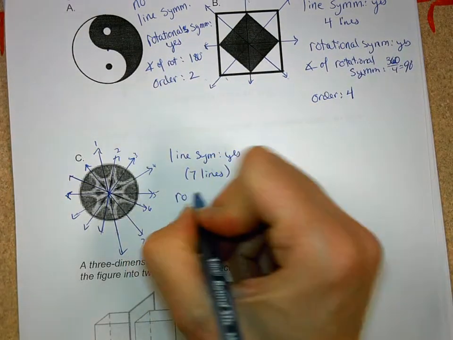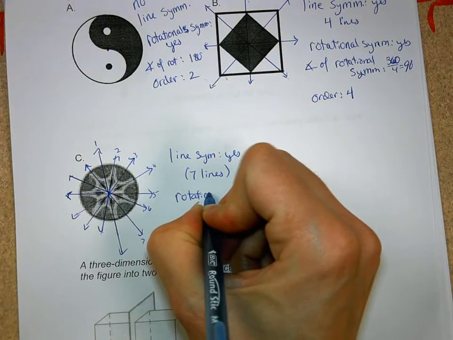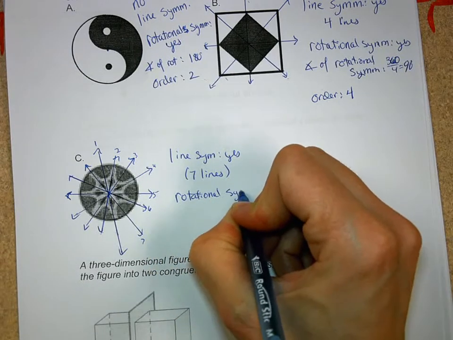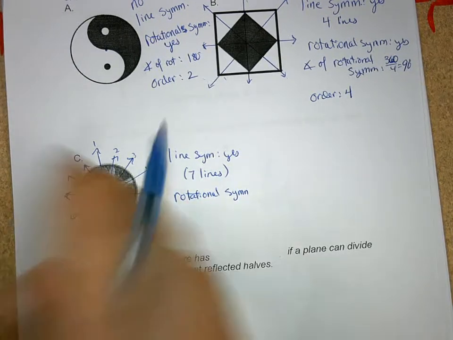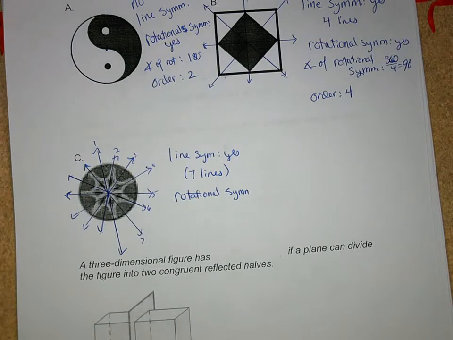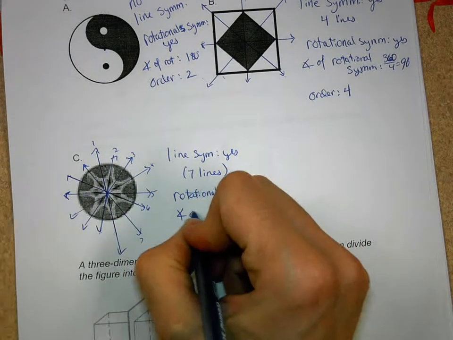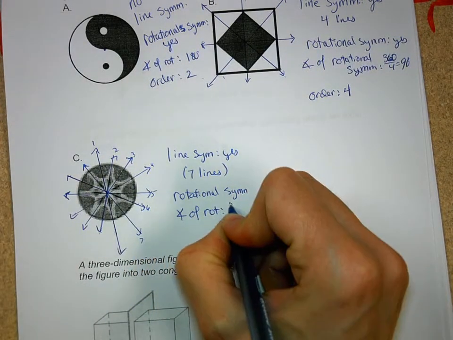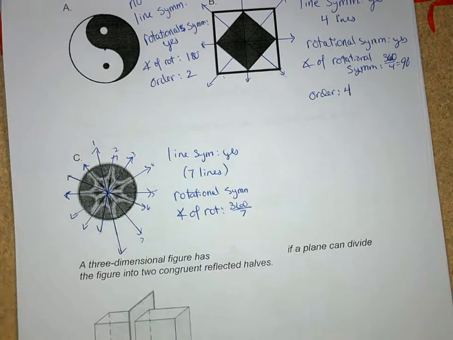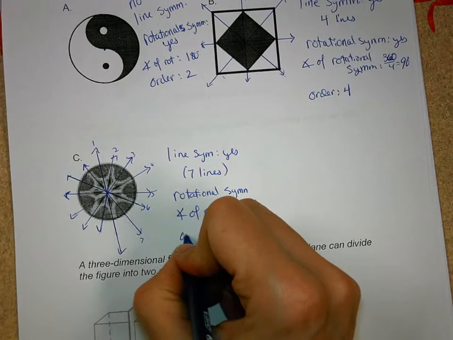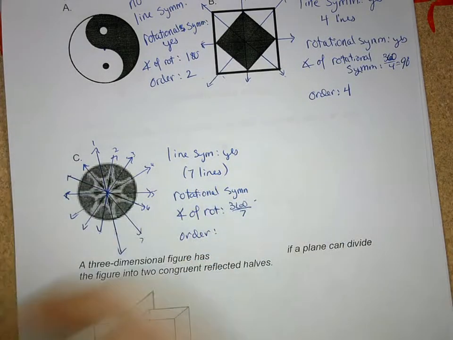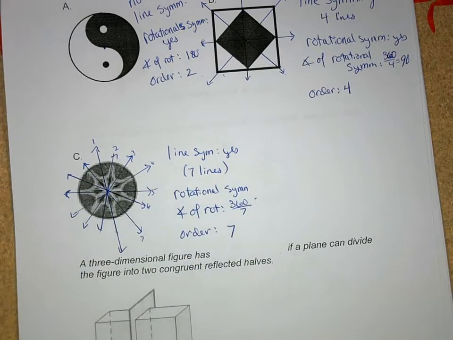Does it have rotational symmetry? Yes, it does. The cool thing about rotational symmetry on this one, we have 7 of these. So it's not even like this perfect little angle. So our angle of rotational symmetry is really just 360 divided by 7. And I'm just going to leave it as that for right now. And our order, because we can rotate 7 times, would be 7. So it's kind of a cool thing.